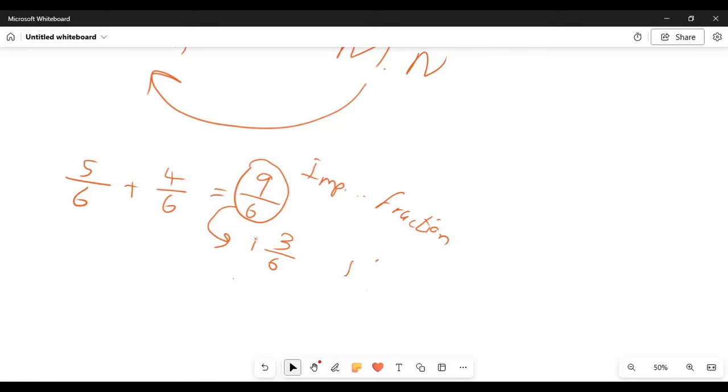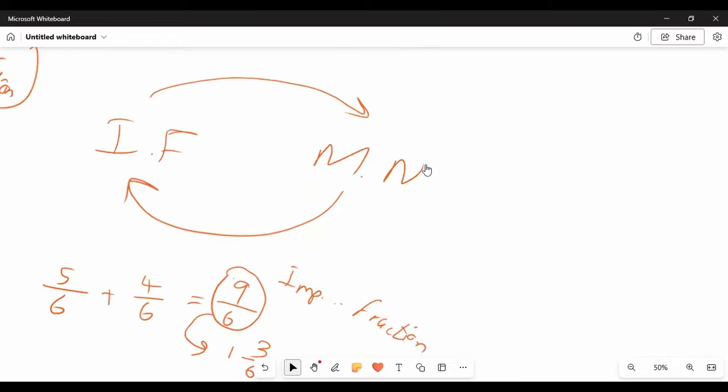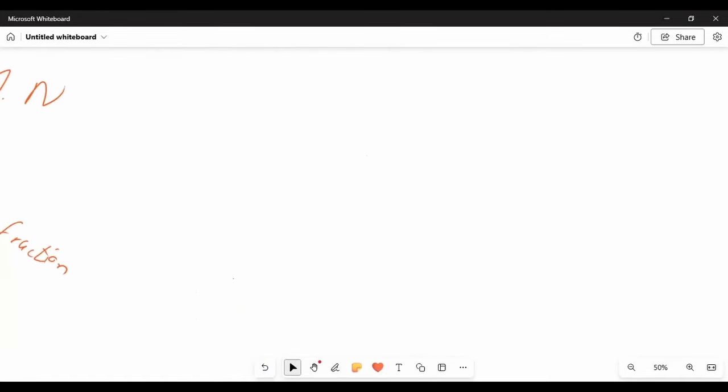I'll do this later. I'll clear up the reason why we have to convert improper to mixed number. If your final answer is an improper fraction, we have to give the final answer in the mixed form. All right, so that part is done. Converting improper to mixed number is done. Now we'll see the other way around, mixed numbers to improper.